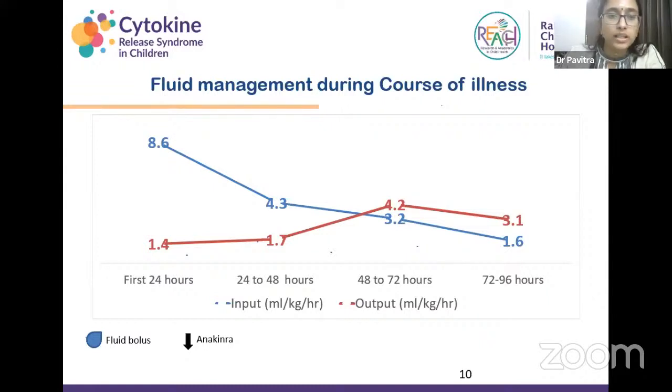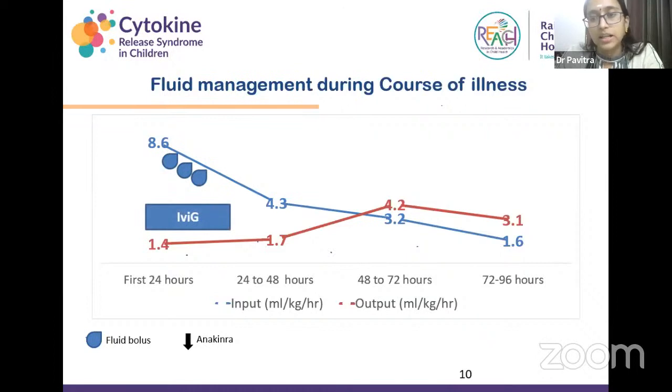If you want to look at the overall picture for the first 4 days, the blue line is the input. We started out with 8.6 ml per kg per hour of input, which included our boluses, including transfusion. Over the next 24 to 48 hours, it had halved, and it subsequently came down to 1.6 ml per kg per hour. This is the point at 6 hours at which we had initiated our anakinra and intravenous immunoglobulin. By 24 hours, we were already on Lasix and off colloids. He was receiving only 2 ml per kg per hour of crystalloids.